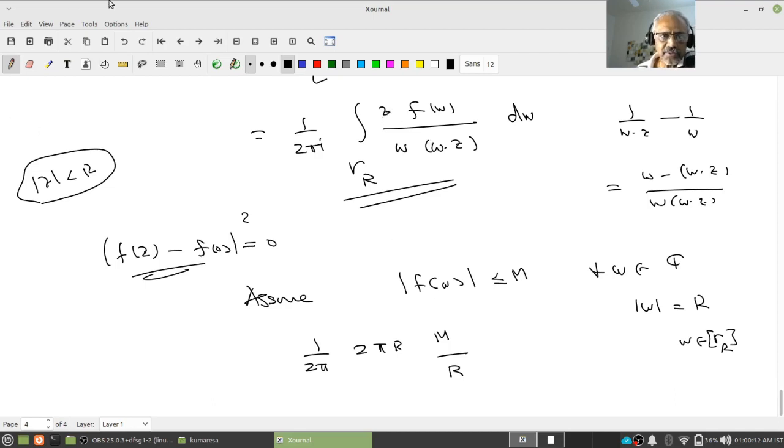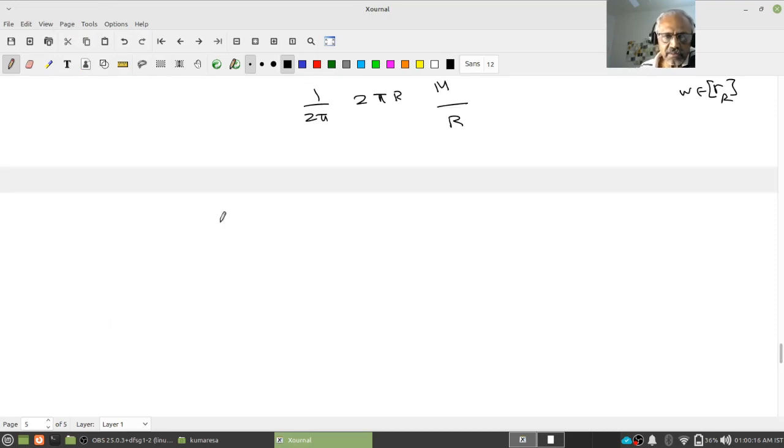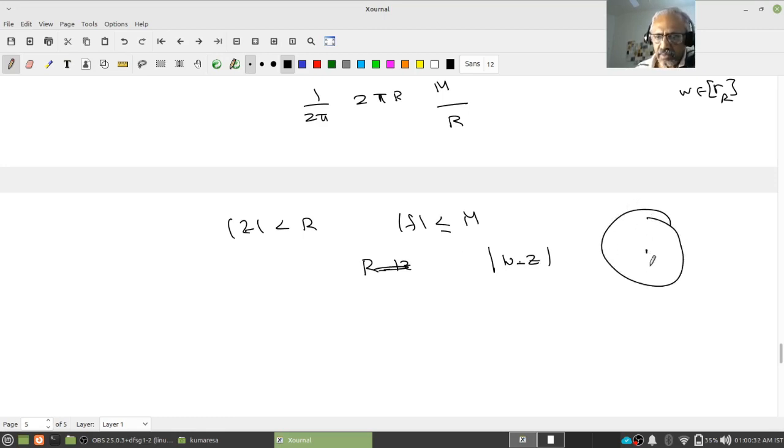I want to teach you how to do a careful estimate. Since mod z is less than r, therefore mod f is less than or equal to m. Now let's look at r minus mod w minus z. I have this: this is my 0, my w is here and z is here.